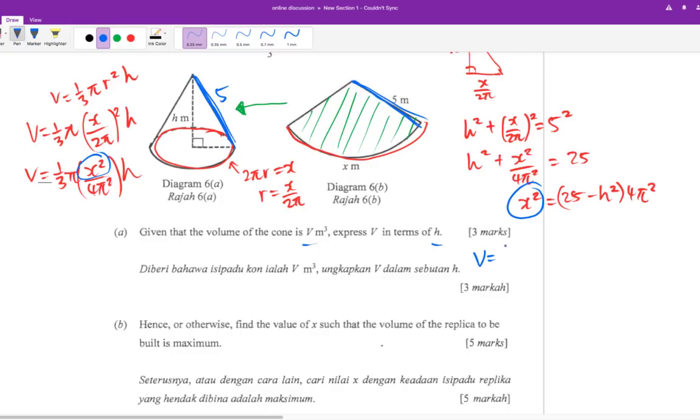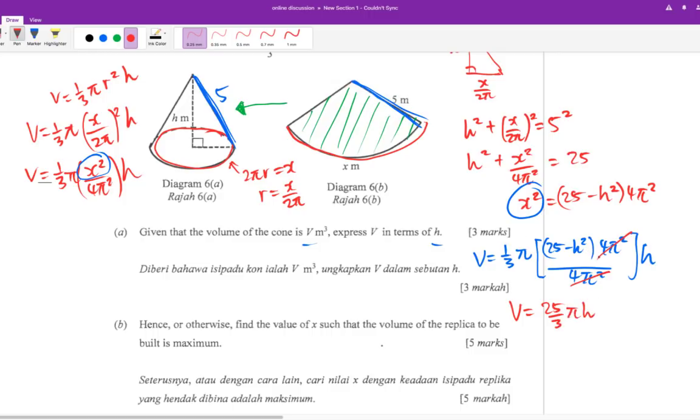So V equals 1 over 3 pi, and this part will be 25 minus h square, times 4 pi square. You realize I never multiplied the 4 pi square into it because I know I can simplify it, multiplied with h. Now the 4 pi square and 4 pi square I can cut. This should be my final answer. So my V equals 1 over 3 pi multiplied by 25 minus h square, times h.